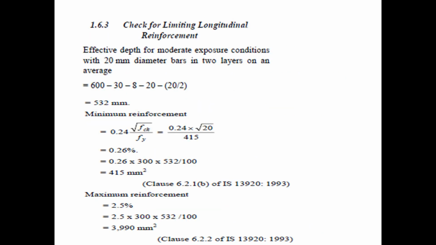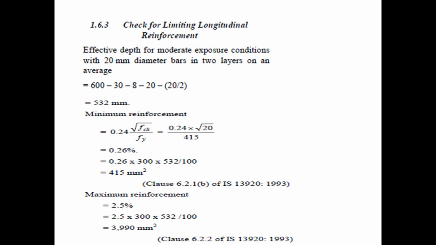Then next is the check for the limiting longitudinal reinforcement. As per clause number 1.6.3, for the effective depth in the moderate exposure condition, if you consider a 20 mm diameter bar in two layers, then the effective depth will be 600, the overall depth of the beam, minus 30, minus 8, minus 20, minus 20 by 2. So for the moderate condition the total effective depth must be 532 mm.